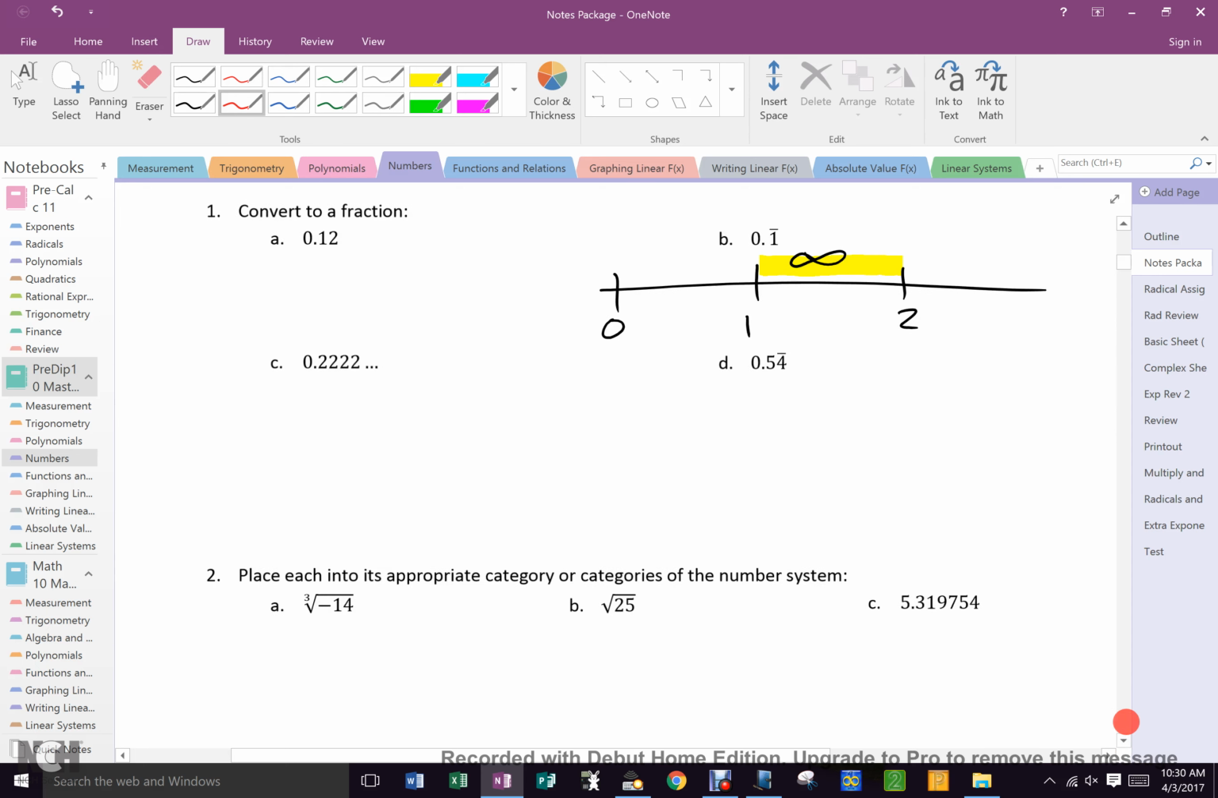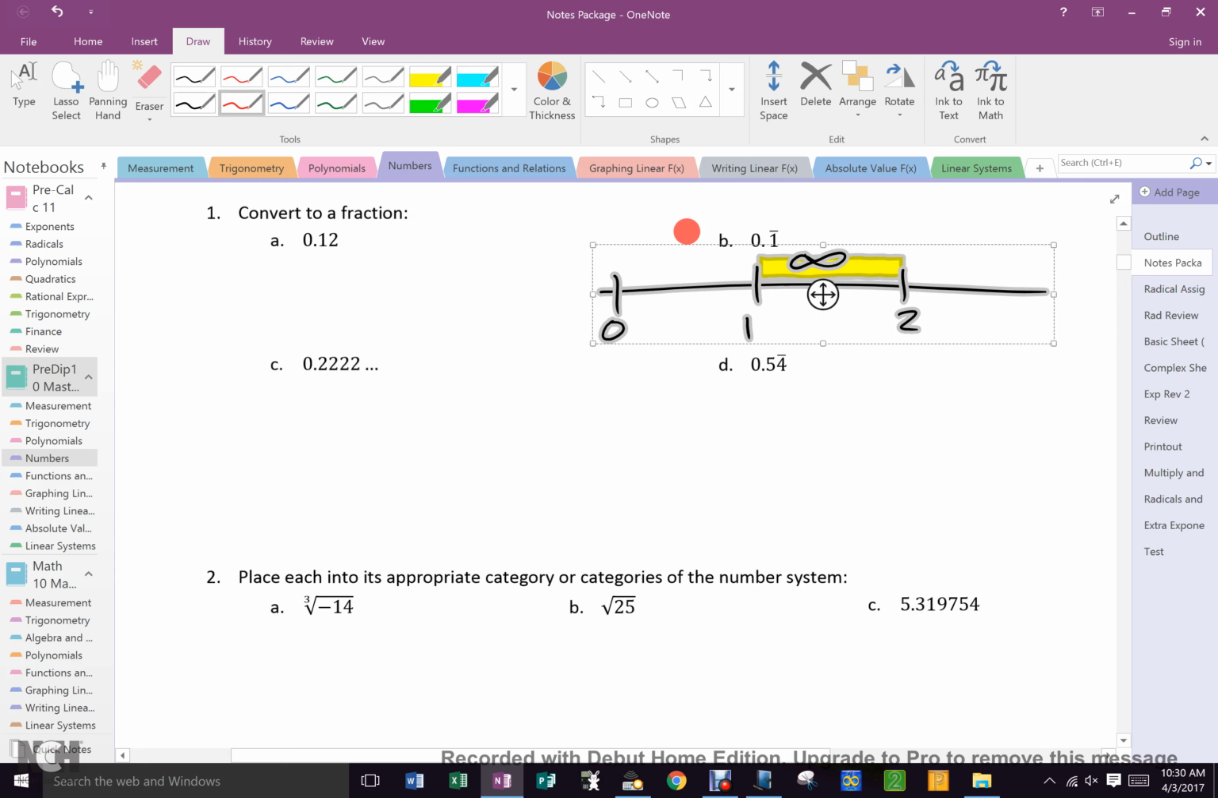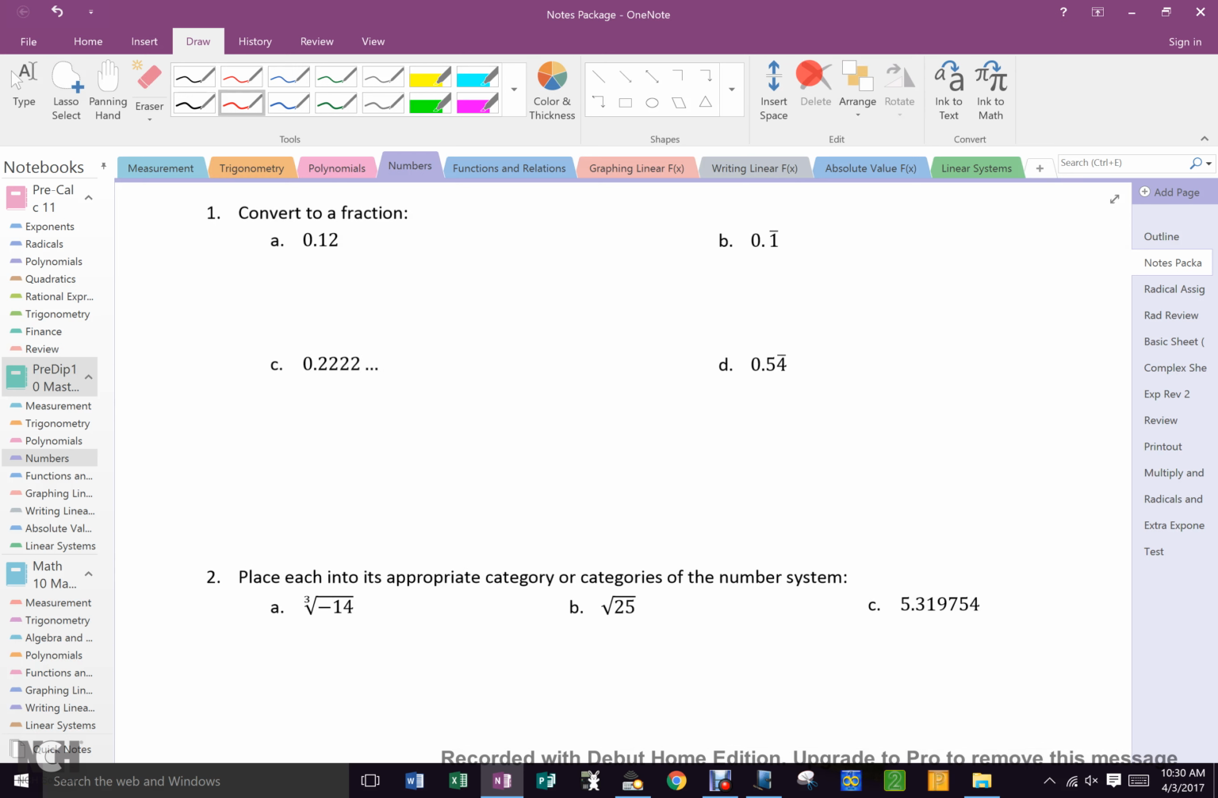Turn the page over. Oh, hey, look, there's that number line that disappeared. All of you should be able to do the first one already. How do I convert a decimal to a fraction? This is like grade 6. How do I do that?